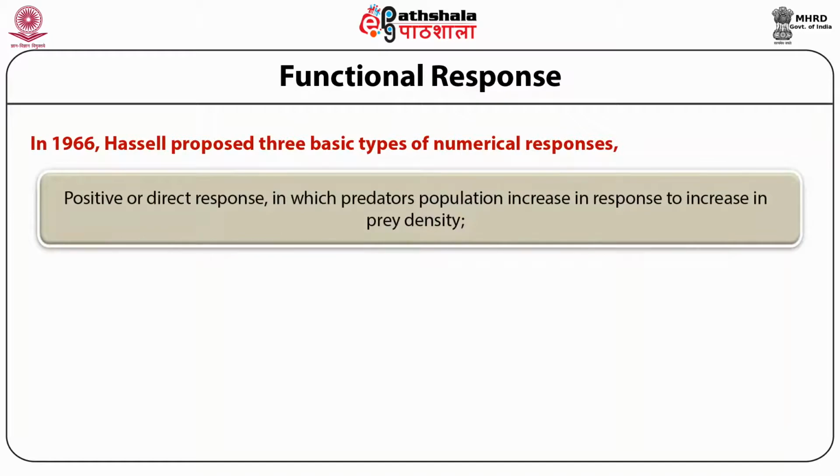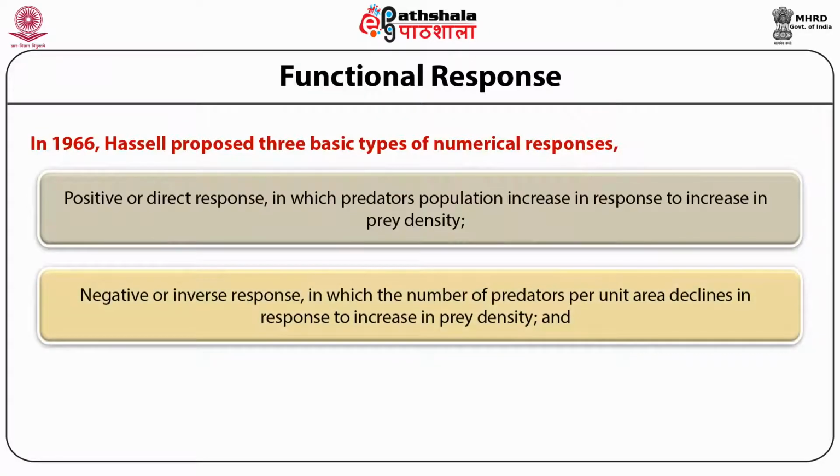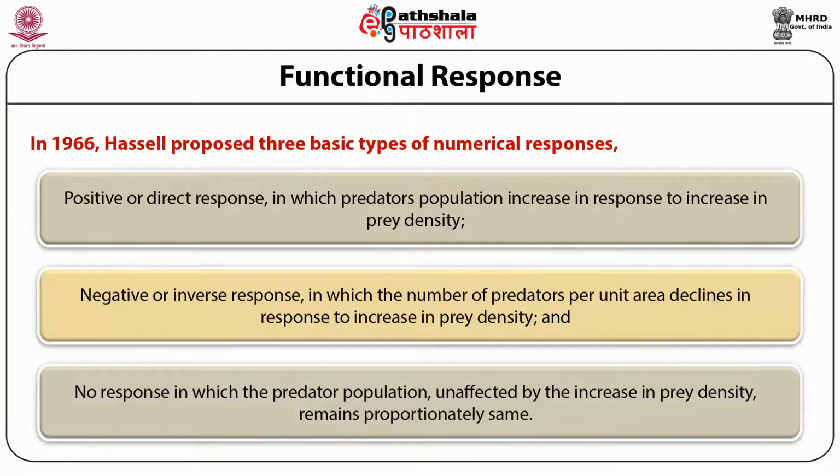A. Positive or direct response, in which predators population increase in response to increase in prey density. B. Negative or reverse response, in which the number of predators per unit area declines in response to increase in prey density. And C. No response, in which the predator population, unaffected by the increase in prey density, remains proportionally same.